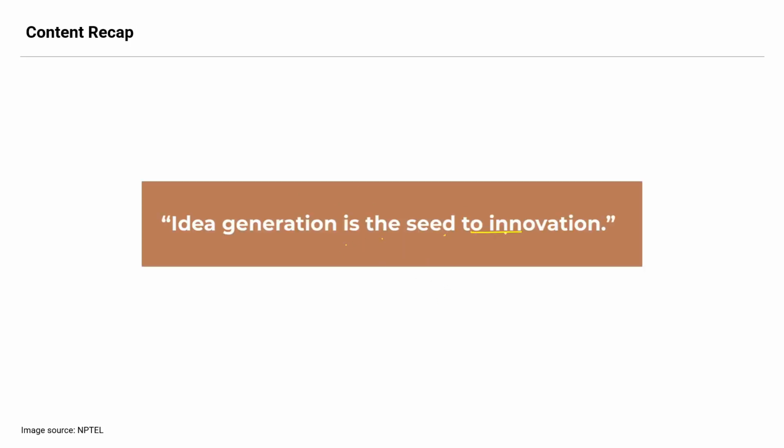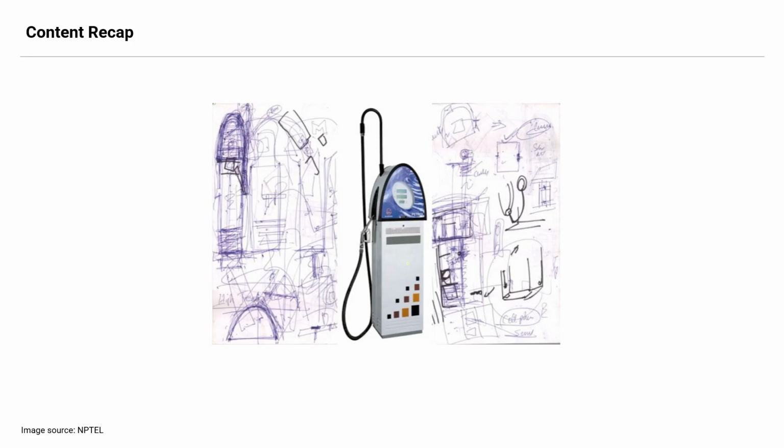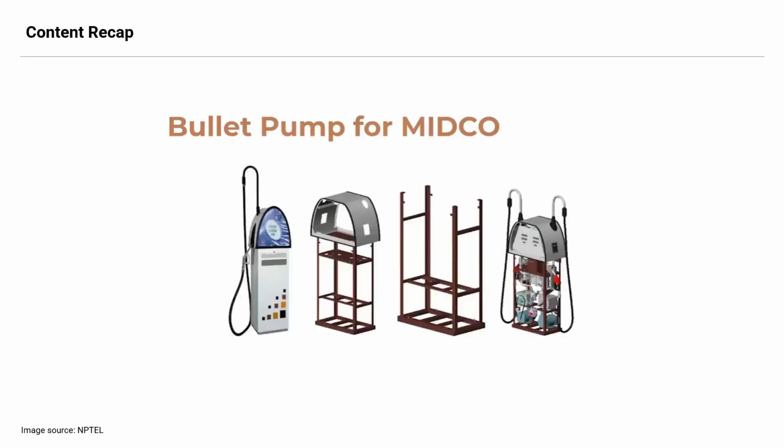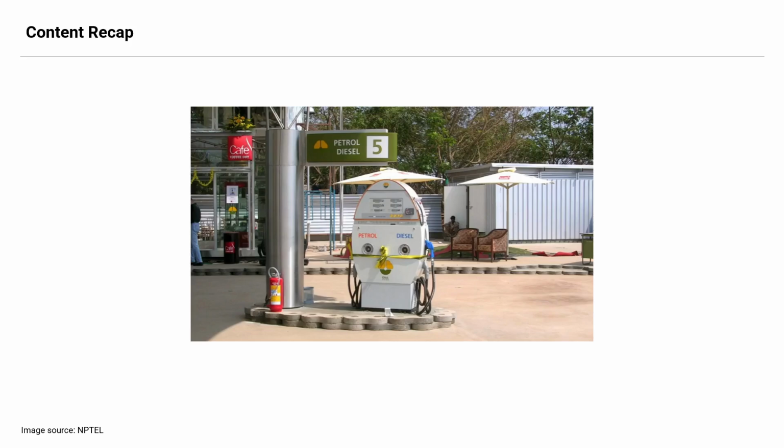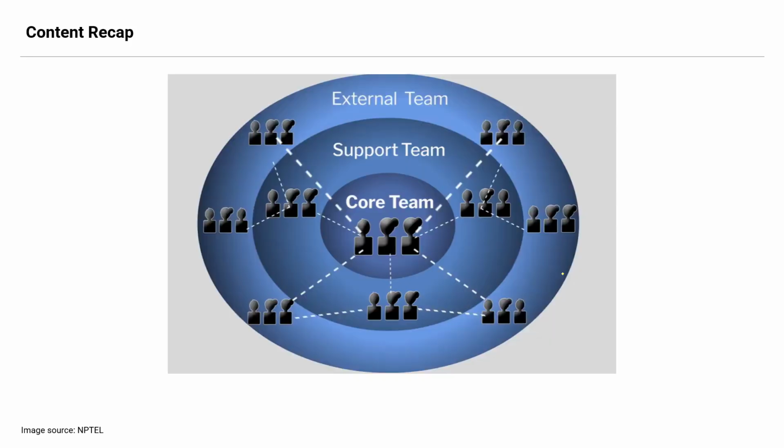Idea generation is the seed to innovation. He gave the example of the fuel pump, which had inspiration from the Nokia mobile phone. And this was the bullet pump for the metro. They designed the Z line, which worked very effectively for the L&T group, a design that actually helped L&T grow a lot. This was done for the other company.